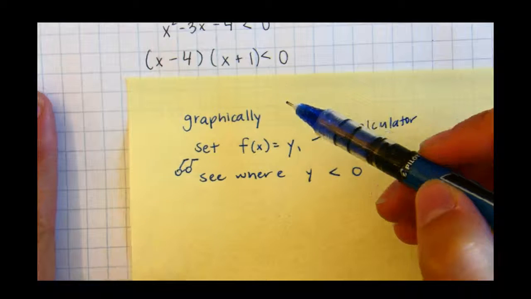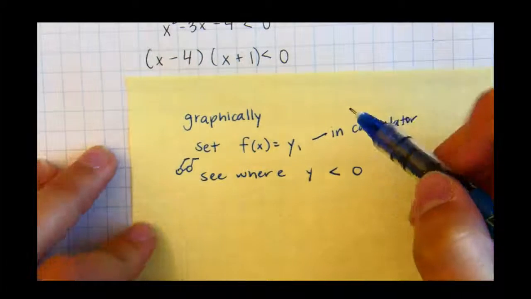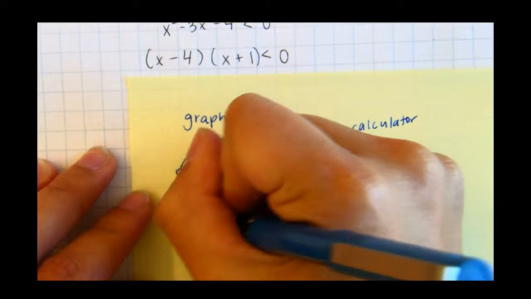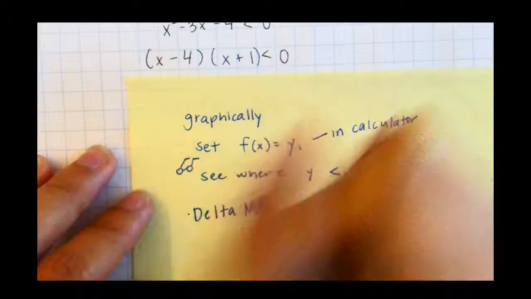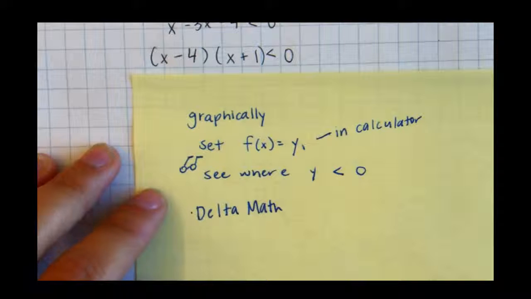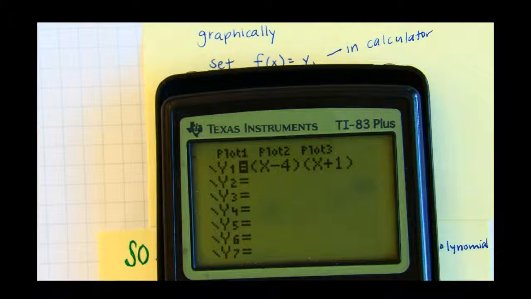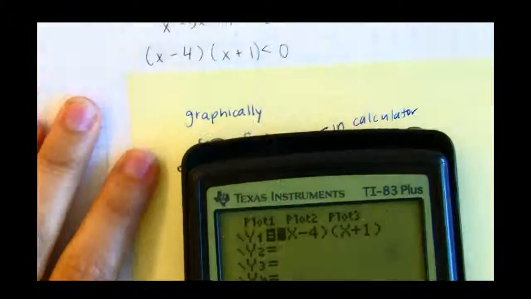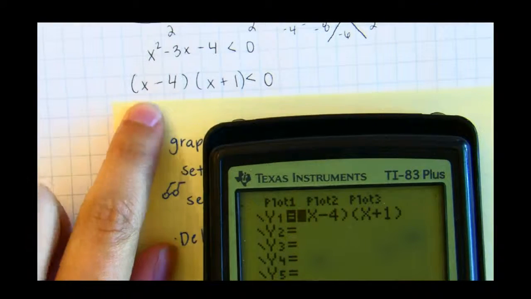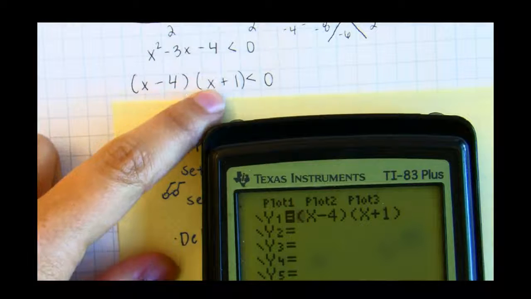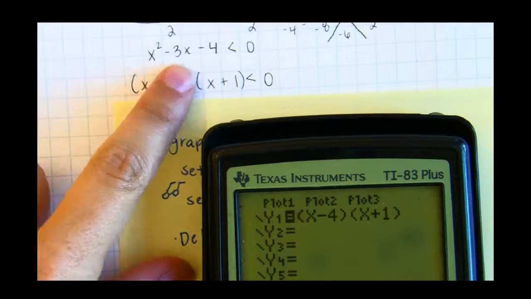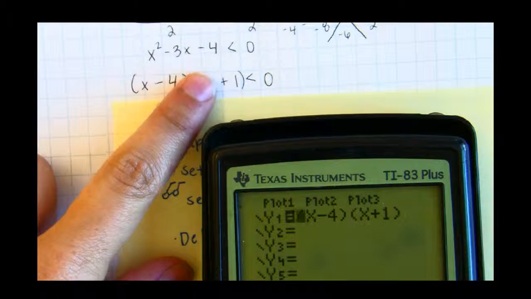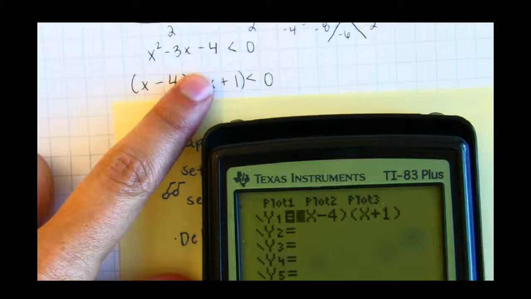So let's go ahead and do that. On your screen, you probably want to open up your Delta Math calculator. And that'll be helpful just to graph this and plot. So go ahead and open that up. Okay, so in my calculator, I've typed in that f of x, so x minus 4 times x plus 1. I could also type in my original quadratic, the x squared minus 3x minus 4. That would also work. I'm going to go ahead and graph this.